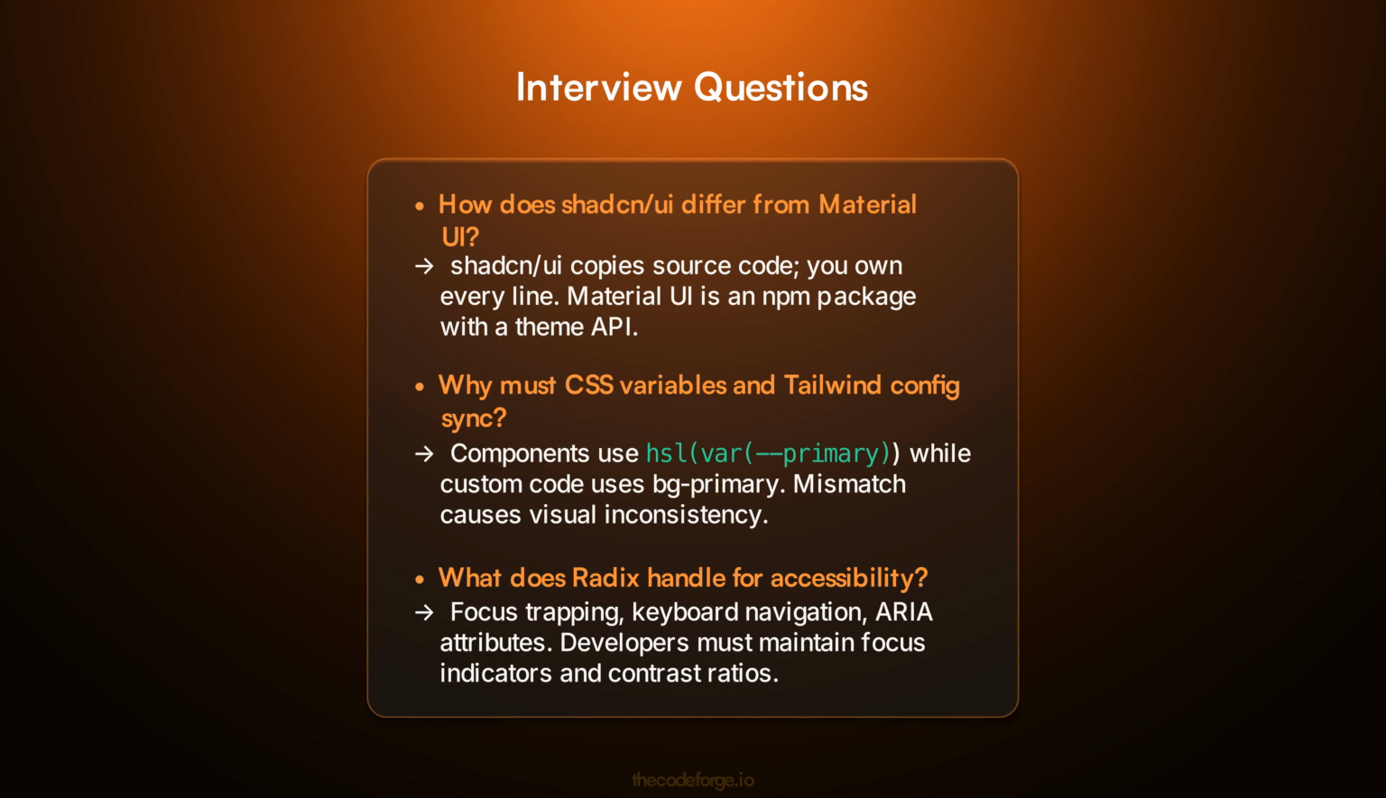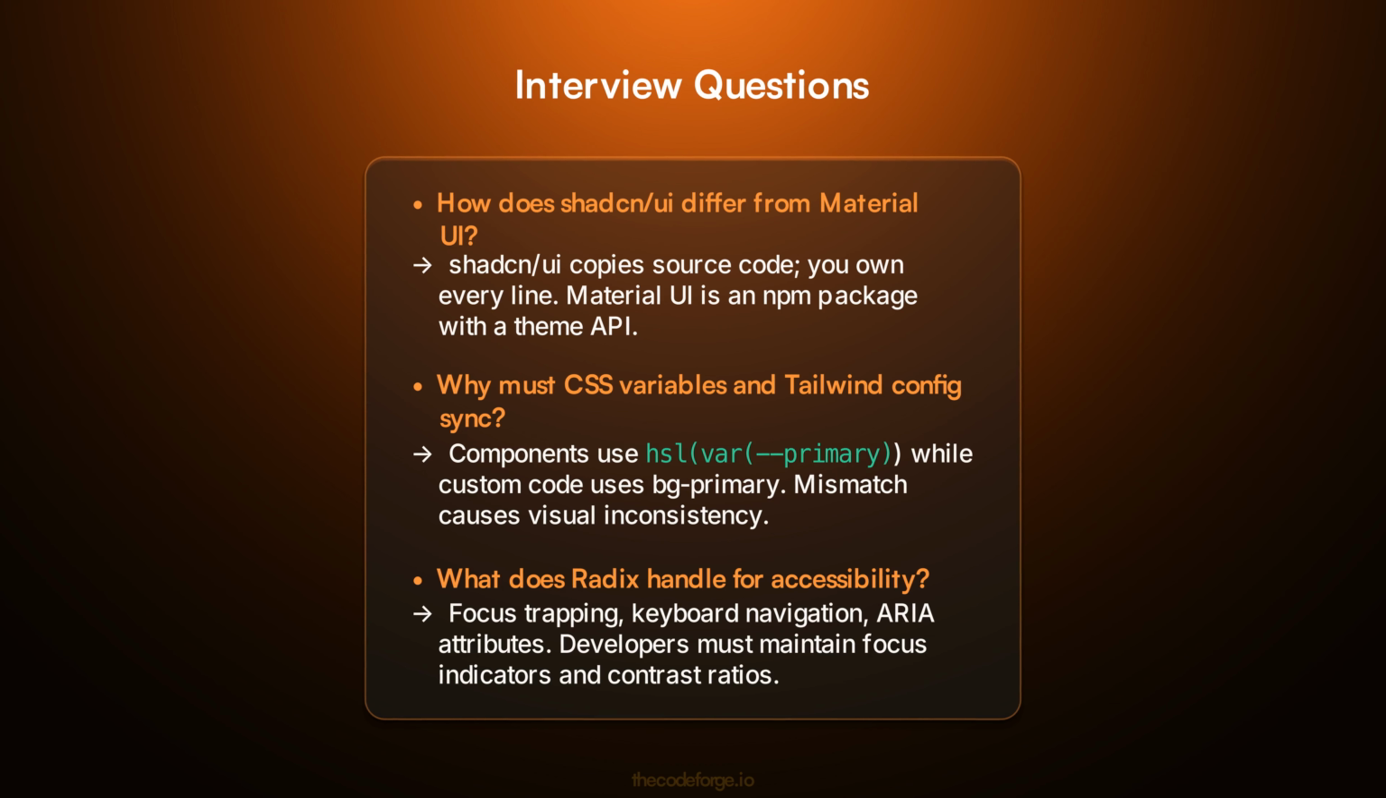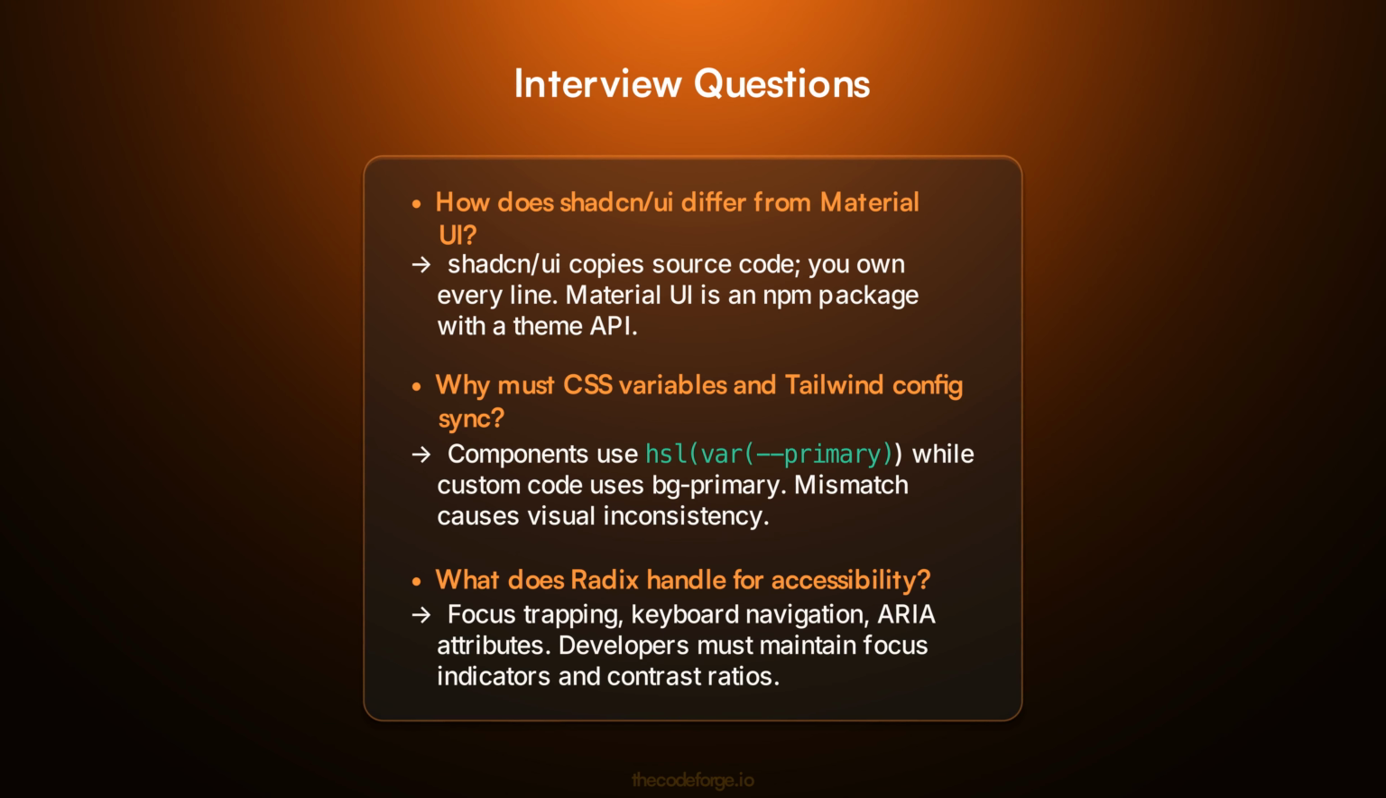Let's run through some common interview questions. How does shadcn/ui differ from Material UI? shadcn/ui copies source code. You own every line. Material UI is an NPM package with a theme API. Why must CSS variables and Tailwind config sync? Components use hsl(var(--primary)), while custom code uses bg-primary. Mismatch causes visual inconsistency.